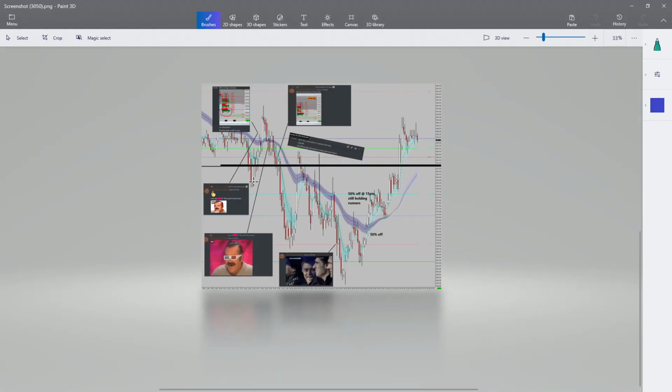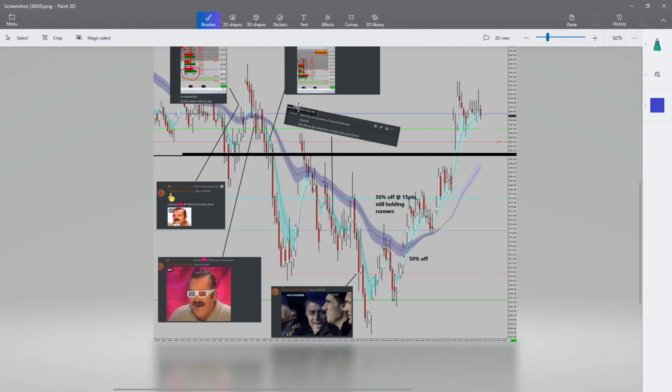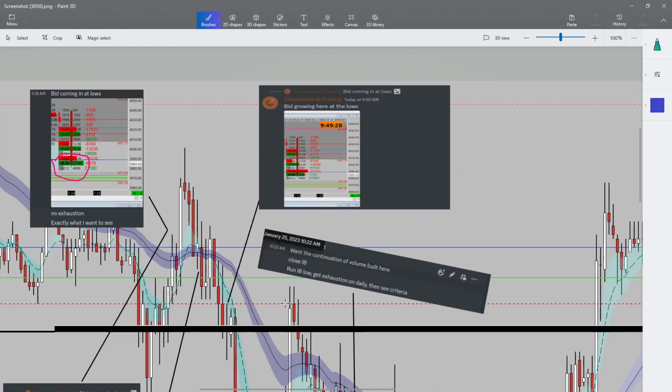Yeah, as you can see, I like GIFs. Once it was sent back down, I sent that, and what's next? So we're coming back down to this area, and what is this area relative to the daily footprint? This is this bid here. And so I said the bid is growing at the lows, exactly what I want to see. But if you look at the bottom, nothing's changed. There's no exhaustion yet.